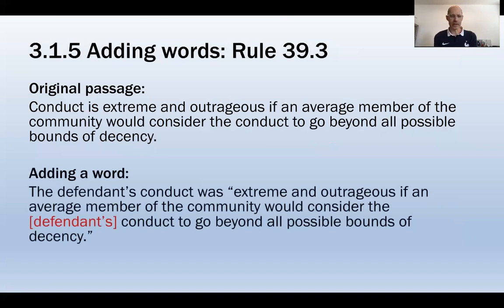You see that we've prefaced the quoted passage with "the defendant's conduct was," and then continuing with the quoted passage, and we want to indicate that we're talking about this particular defendant. So we want to include the word "defendant" and the possessive in there. That's what we have in the brackets there. So those are all the examples of adding, replacing, and in some instances, omitting, when you have to use brackets to do that.